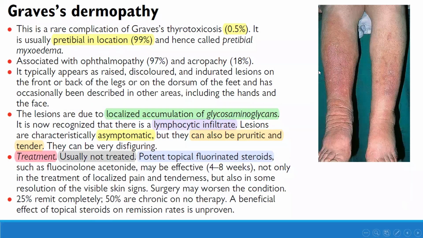Graves' dermatopathy is just one slide. This is a rare complication of Graves' thyrotoxicosis, presenting in about 0.5%, and it is usually in the pre-tibial location in about 99% of the cases, so it is called pre-tibial myxedema. This is usually a localized accumulation of glycosaminoglycan. It is usually asymptomatic, but can also be pruritic and tender. Treatment is usually not required. Potent topical fluorinated steroid can be used, but it is not very effective. Most cases remit completely, 25%. 50% are chronic with no therapy, and the benefit of topical steroid on the remission rate is unproven.